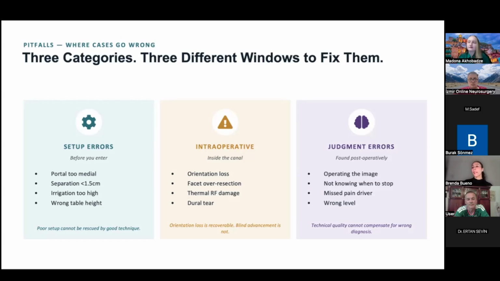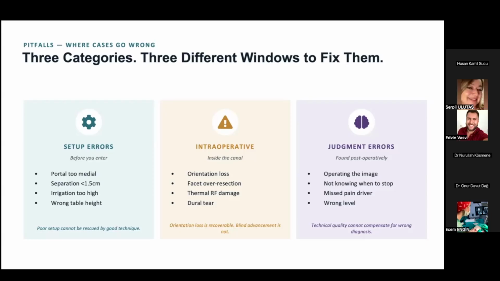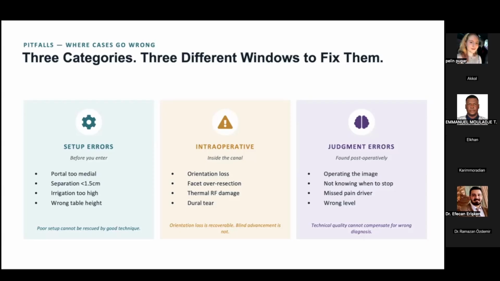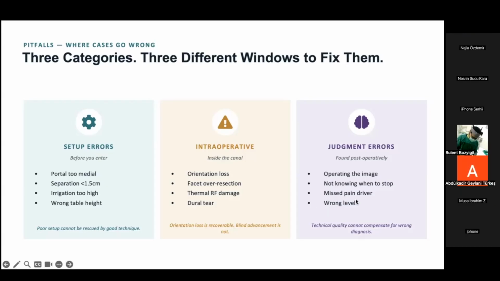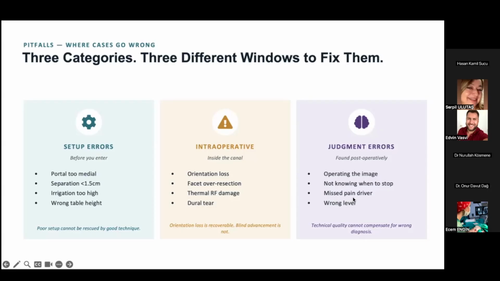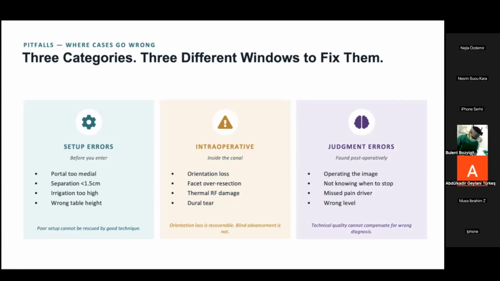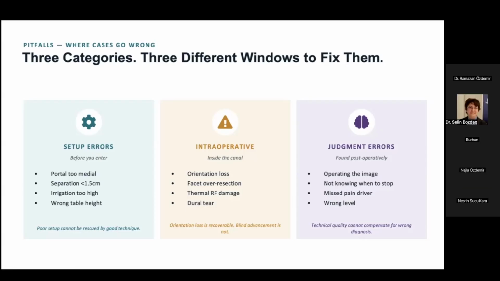And the judgment errors, like I said before: a correct diagnosis with the correct patient and the correct technique is what gives good results, because endoscopy by itself is no magic. So you need really good pre-op planning. And of course, don't miss the pain driver, because sometimes the patients only have axial pain, and the surgery doesn't resolve it.